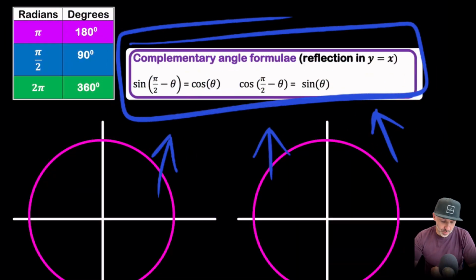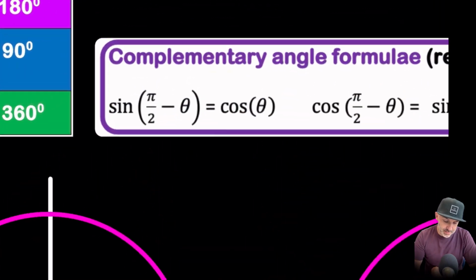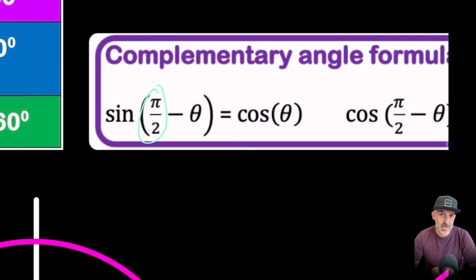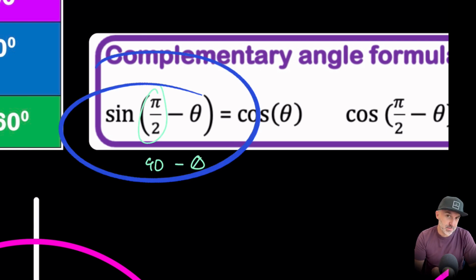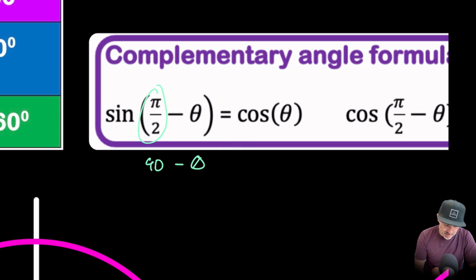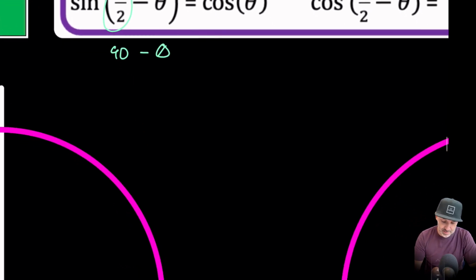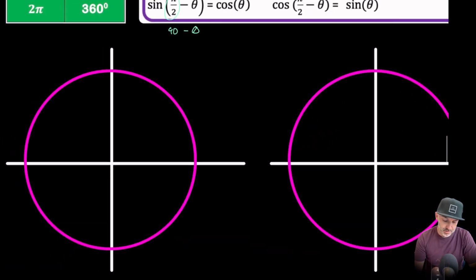Okay, on to our third property. This one is a little bit more complicated than the others, but I'll still show you in the same type of manner. So we have to work with 90. Now, pi over 2 is 90. So it's 90 minus some angle, then sine of that value is equal to cos.